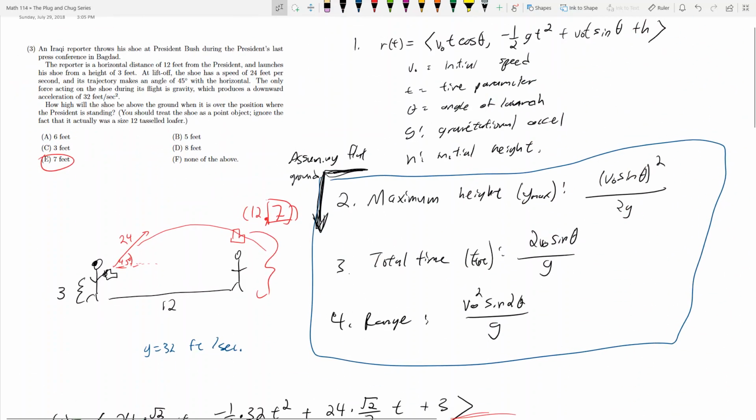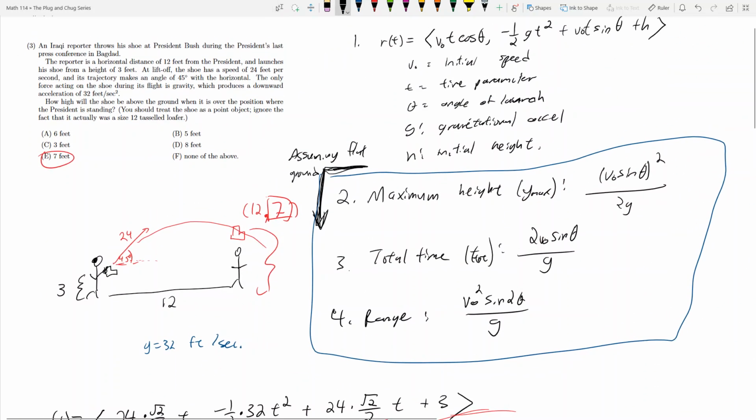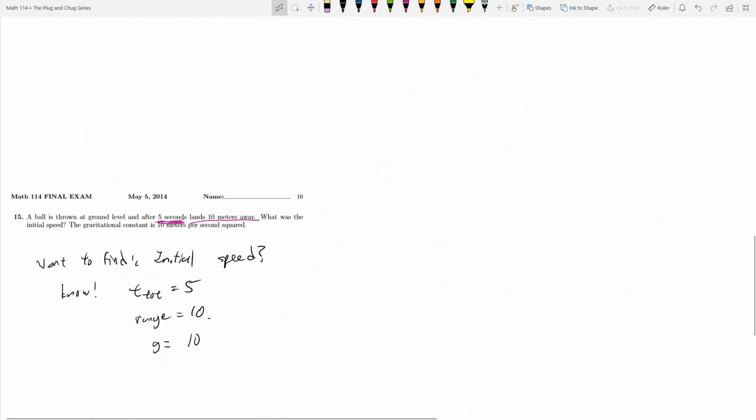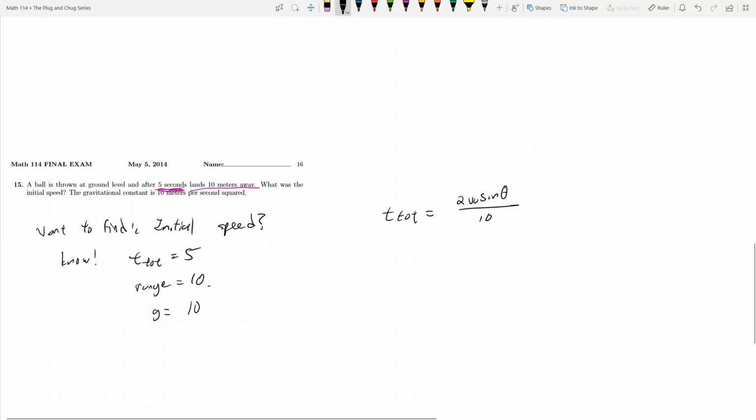So what's the formula for t total? It's 2v naught sine theta over g, and range is v naught squared sine 2 theta over g. So let's write those down here. So I got t total is equal to 2v naught sine theta over g, but we know what g is, right? G is 10, so let's just put in 10, okay? And what is range? Well, range is going to be v naught squared sine 2 theta over g, but again, g is 10, so let's just put that in there, all right? And what is t total? Well, t total is equal to 5, and range is equal to 10. Okay? We're cool with that?